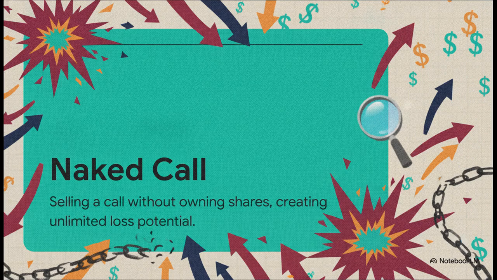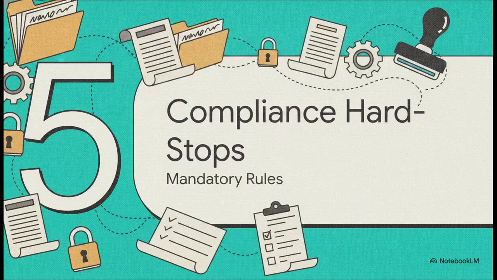Why is this so terrifying? Well, because a stock's price can technically rise to infinity. There is literally no ceiling. If a stock you shorted via a naked call skyrockets, you are legally obligated to buy those shares at the exorbitant, soaring market price just to hand them over at your tiny, low strike price. This strategy is so risky it requires the absolute highest level of advisor approval and is basically suitable for almost zero retail clients.